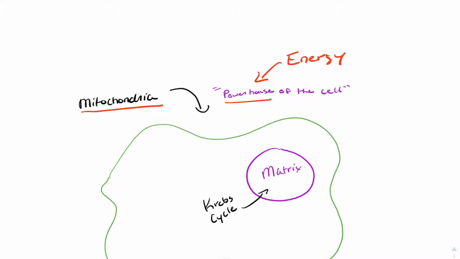Now, I have a picture right here of a mitochondria, a little sketch I made. And in the middle, you can see this is the matrix. Now, the matrix is just a fancy word for where the Krebs cycle takes place, where cellular respiration takes place, and where the electron transport chain takes place.